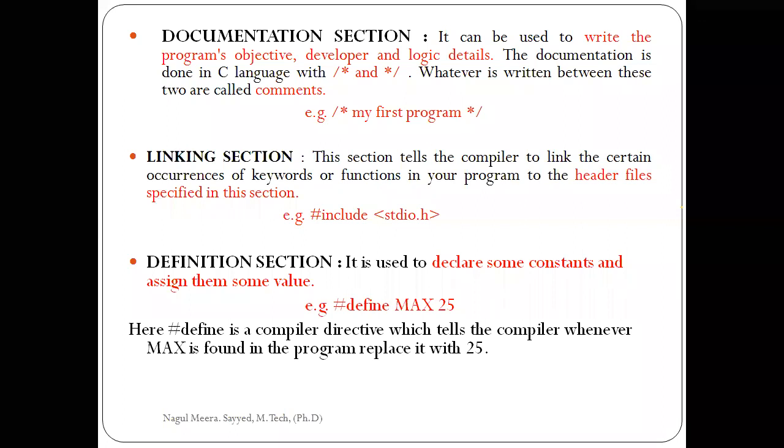So simply, this type of constant values we declare with the help of the definition section. For example, if I want to define the maximum value as 25, with the help of the definition section we define it. Example: #define MAX 25. That means whenever we use MAX, the value is automatically substituted.